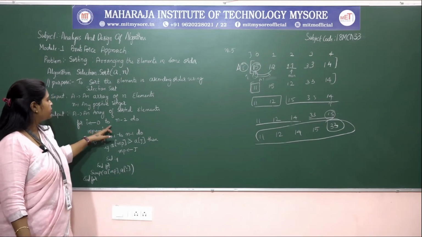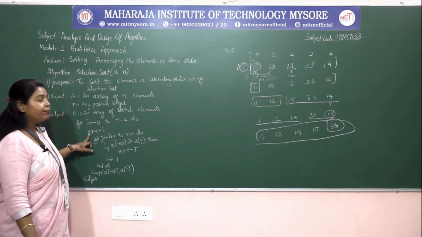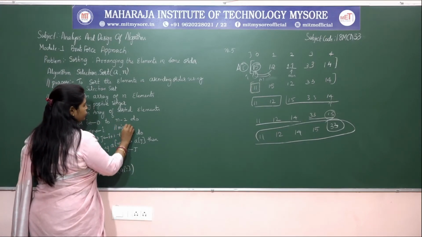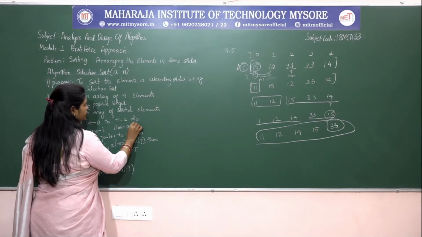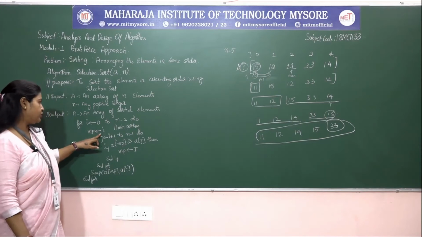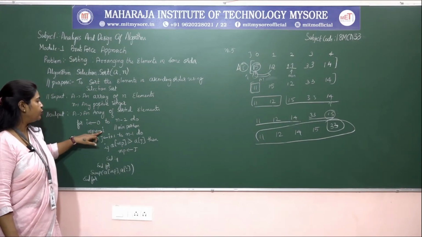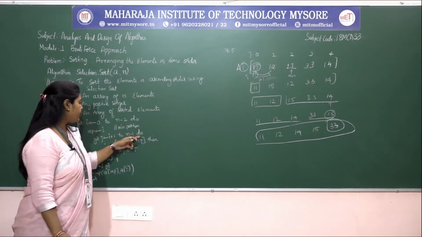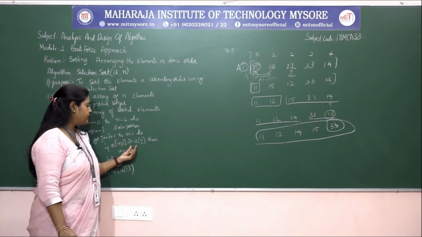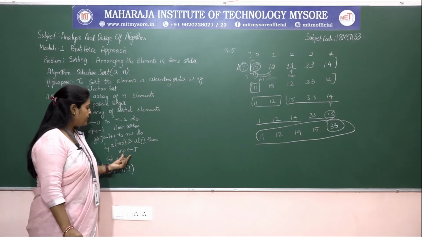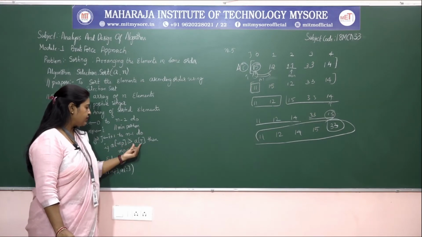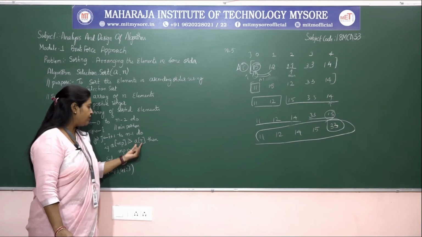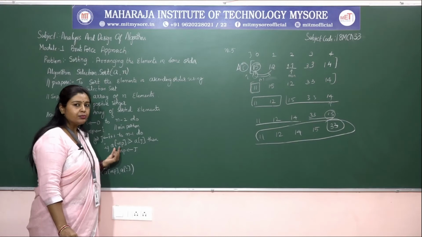So for i starts with 0 to n minus 1, perform MP. This is nothing but identifying the minimum value. MP is nothing but minimum position. Initially we initialize that value to i, and then j starts with i plus 1 to n minus 1. Do: if a of MP is greater than a of j, then your MP will become the j value. That means your j value is smaller than the current minimum value.